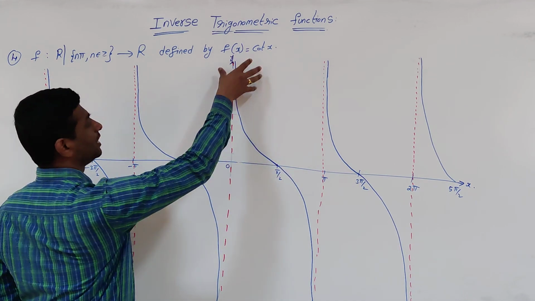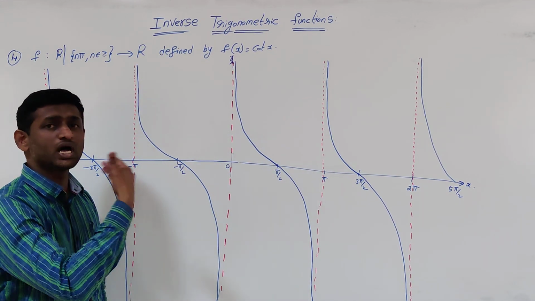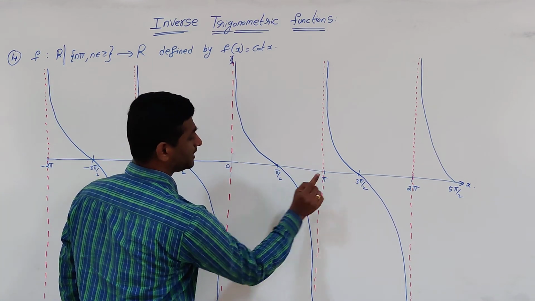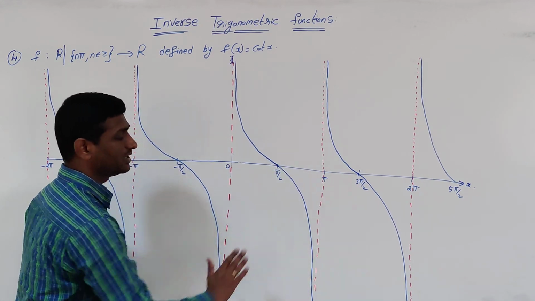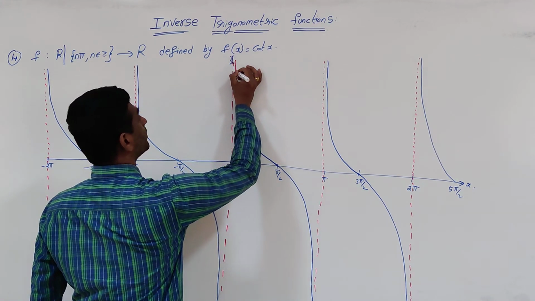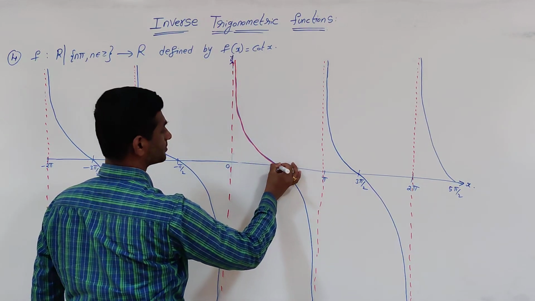from 0 to 90 degrees, it will be above the x-axis, meaning the outputs are positive. And if we consider from 90 to 180, the angles are below the x-axis, meaning the outputs will be negative values. So this is our restricted domain and the graph of the restricted domain of cot x.